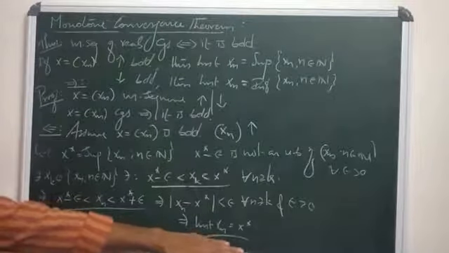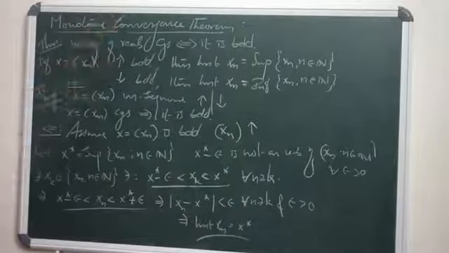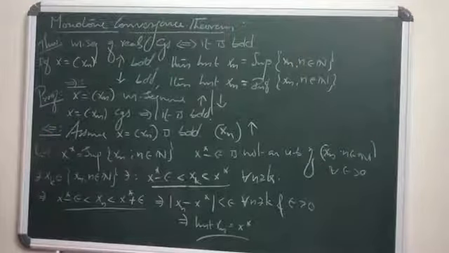Limit xn equals x star means x star is the limit, meaning it should be convergent. So the bounded increasing sequence is convergent. So the reverse implication is finished.